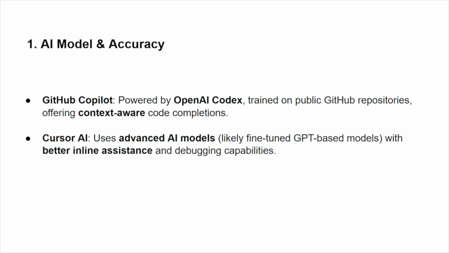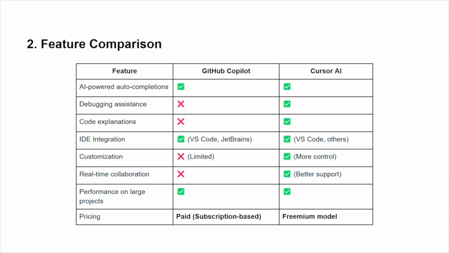Now let's talk about the AI models behind these tools. GitHub Copilot is powered by OpenAI Codex, which is trained on a massive dataset of public repositories like GitHub. It provides context-aware code completions and helps developers write code faster. On the other hand, Cursor AI uses advanced AI models, likely based on fine-tuned GPT models, which offer not only code completion but also additional features like inline debugging and explanations. Feature comparison.